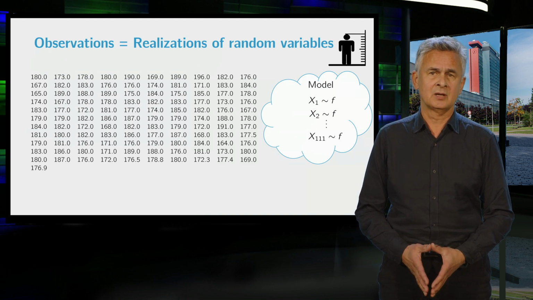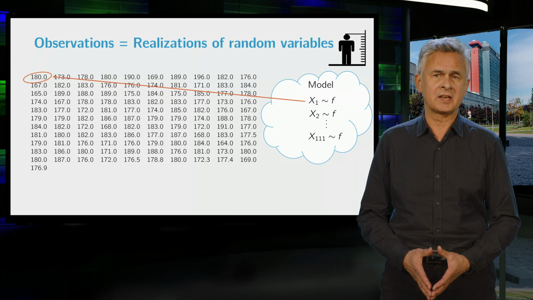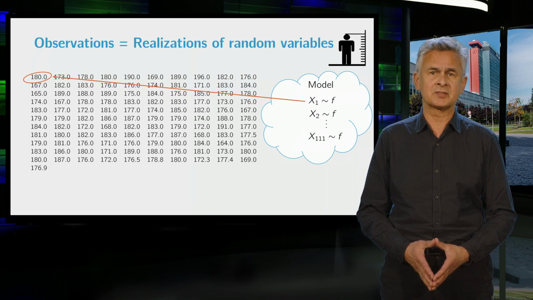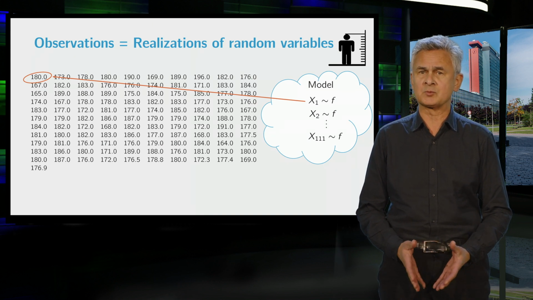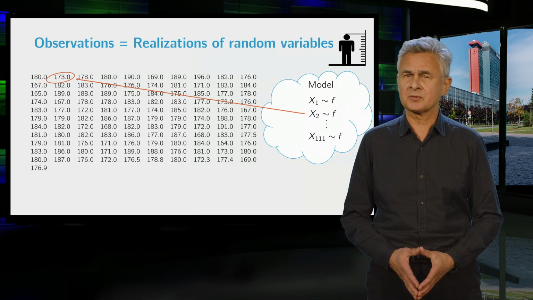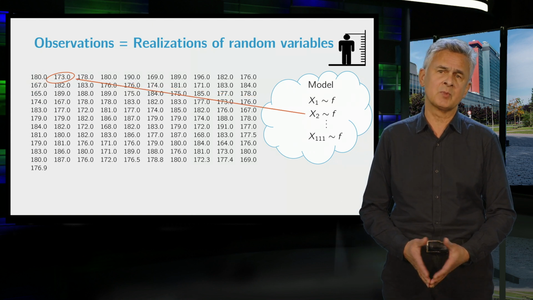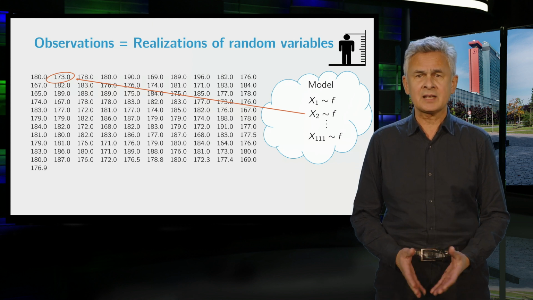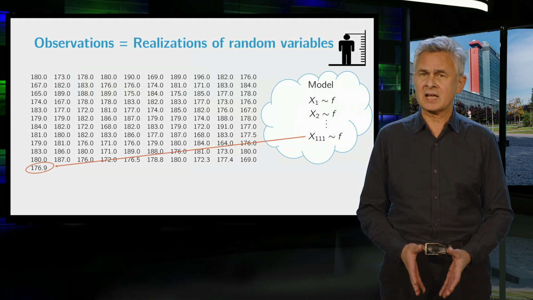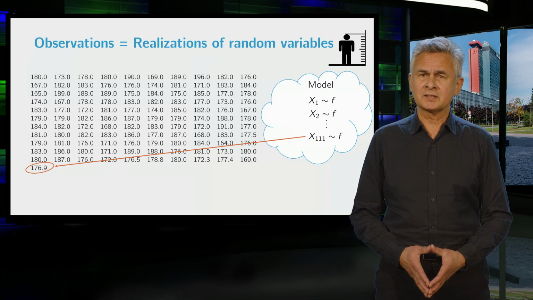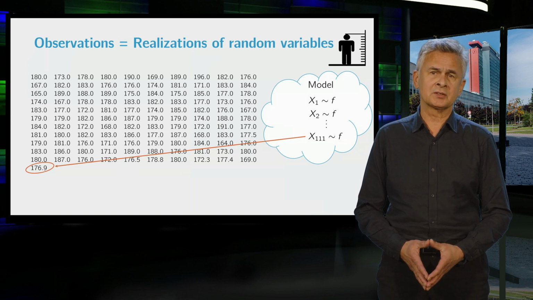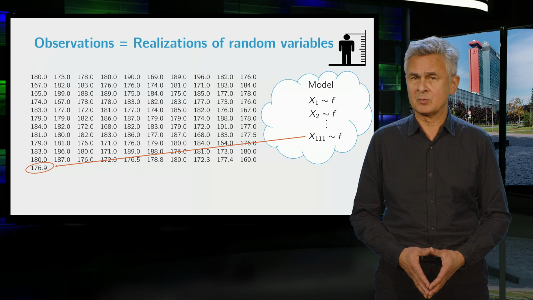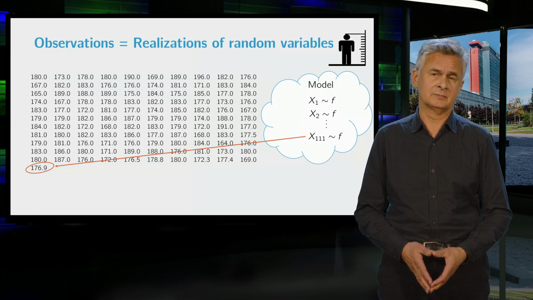variables. The first observation, 180, is modeled as being the realization of a random variable x1. The second observation, 173, is modeled as being the realization of a random variable x2, and so on. And finally, the last observation, 176.9, is modeled as the realization of a random variable x111.